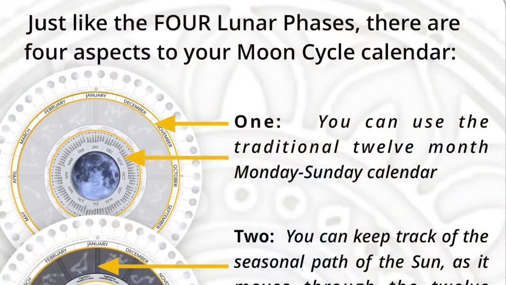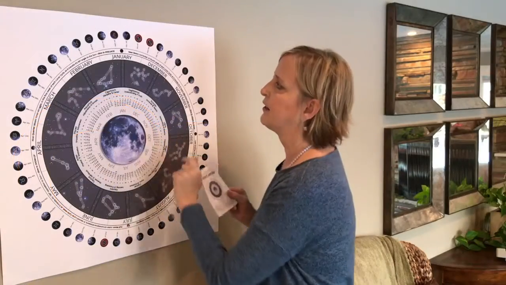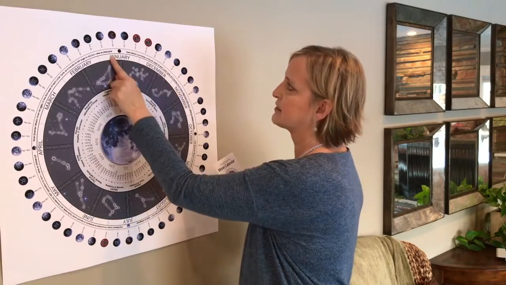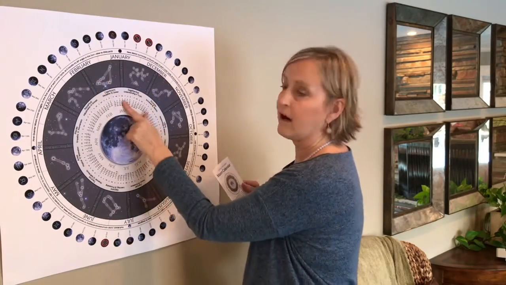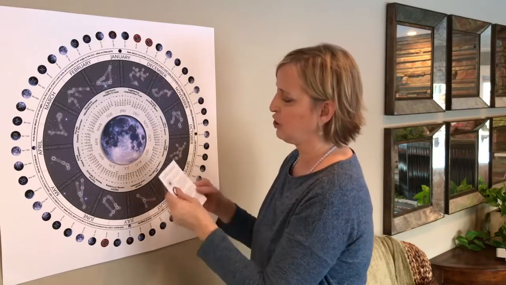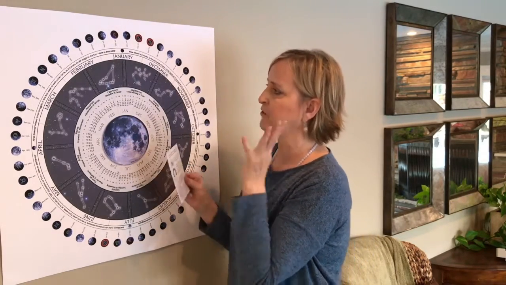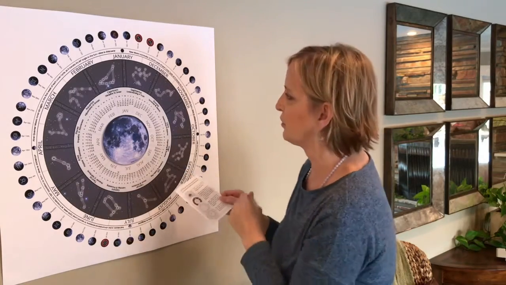It's your Western, modern world calendar, okay? It's also depicted on the second to last ring, where it lists the months and has them in line with the months in the center of your calendar. So you can use the traditional 12-month, Monday through Sunday calendar.